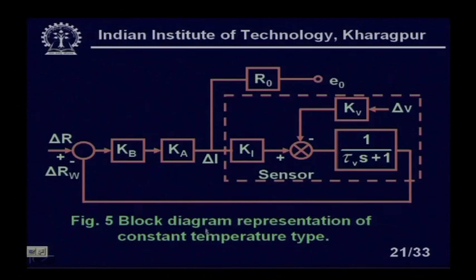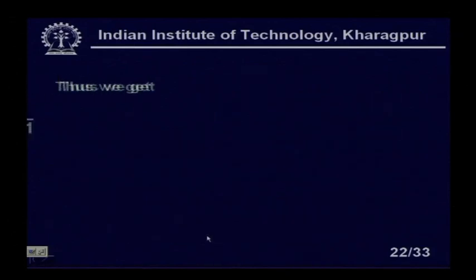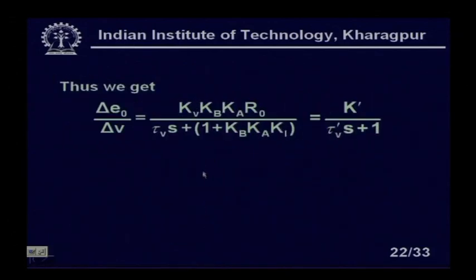Now, this is a block diagram of a constant temperature type of sensor. We can see we have K_b, K_a, E naught is going out. So, this is our typical system. Thus, we get delta E naught by delta v, the output voltage divided by the change of velocity, equals K_v K_b K_a R_o divided by (tau_v s plus 1 plus K_b K_a K_i), which is equal to K dash upon (tau dash_v s plus 1).